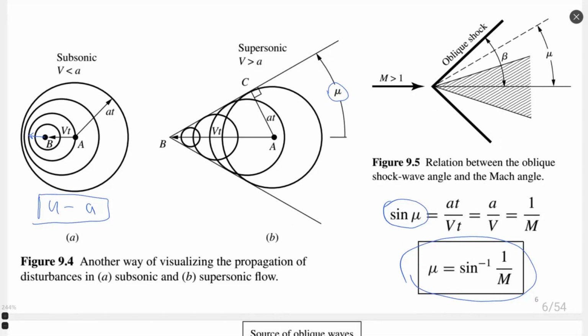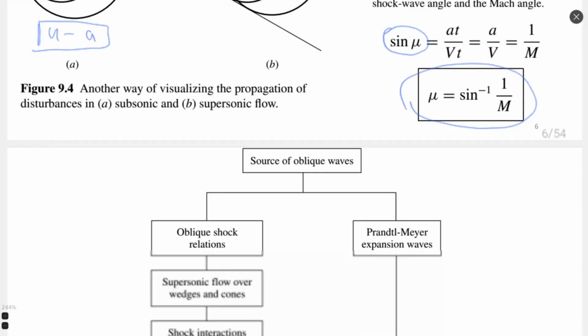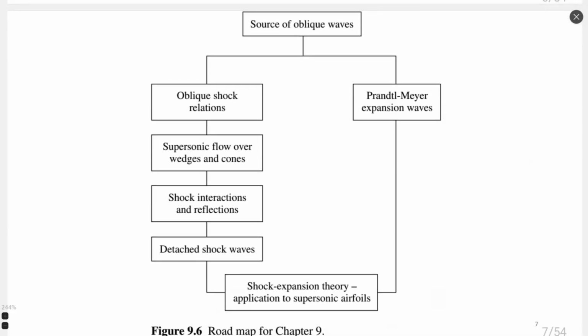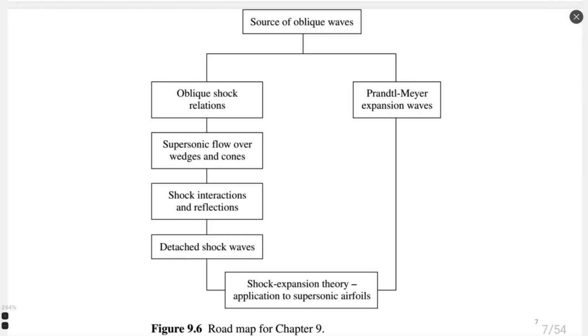When we know this Mach angle, we can operate with several parameters in the flow, and it will be very useful in our further discussion. Here Anderson shows the structure of chapter 9. He is talking about oblique shockwave relations, supersonic flow over wedges and cones, the difference between such flows, which we will discuss, and shock interactions and reflections, where we have several shock waves meeting at the same point.